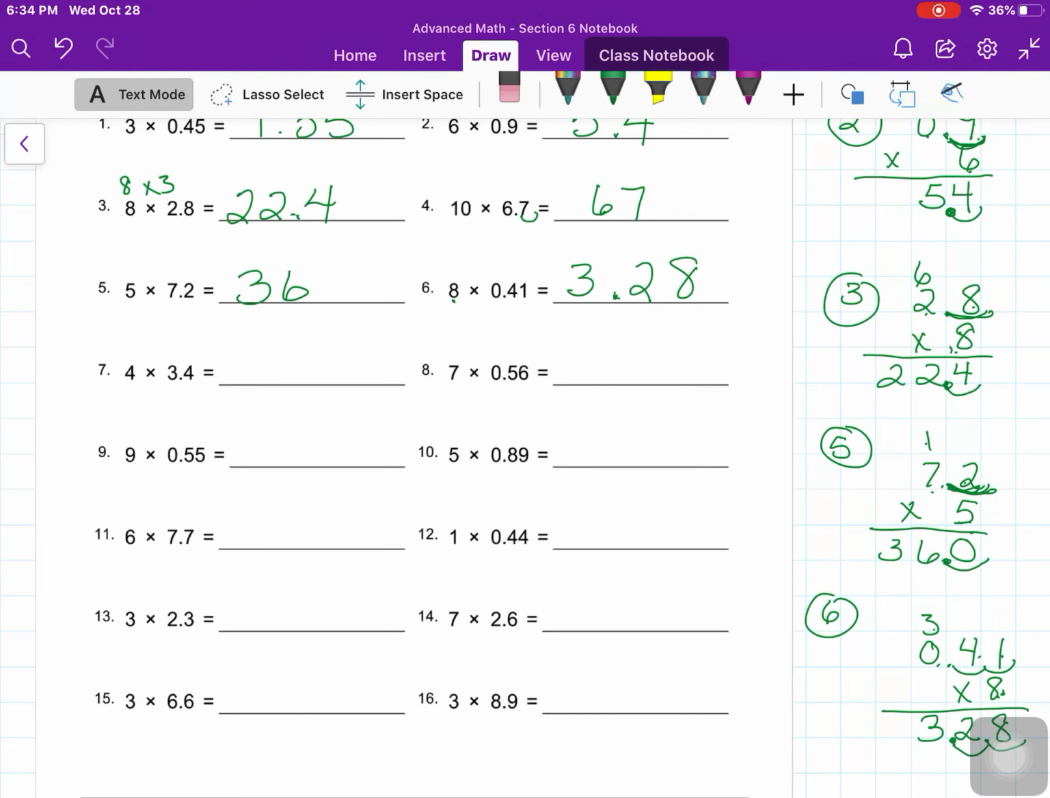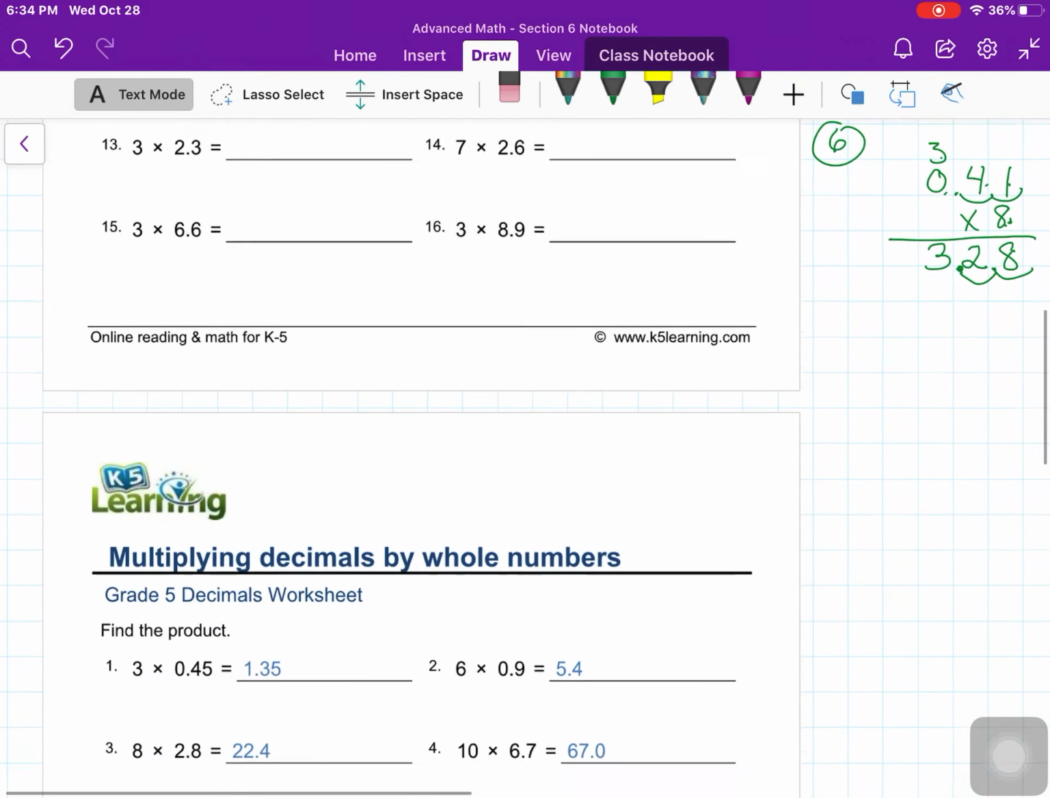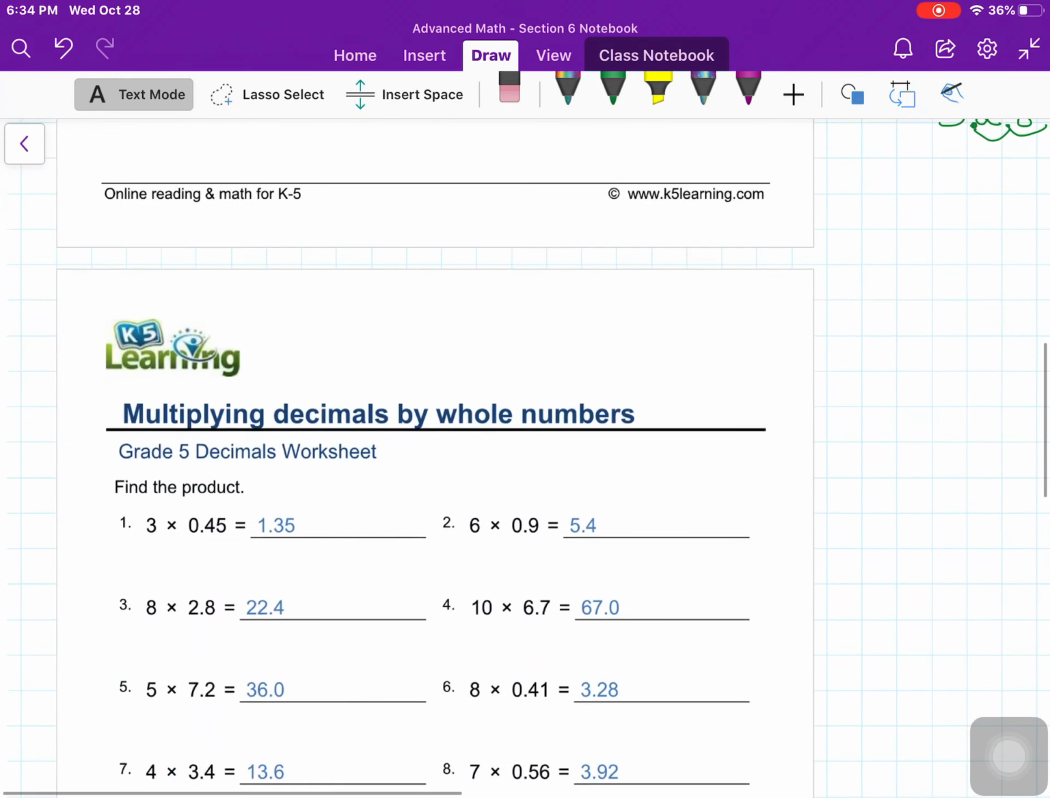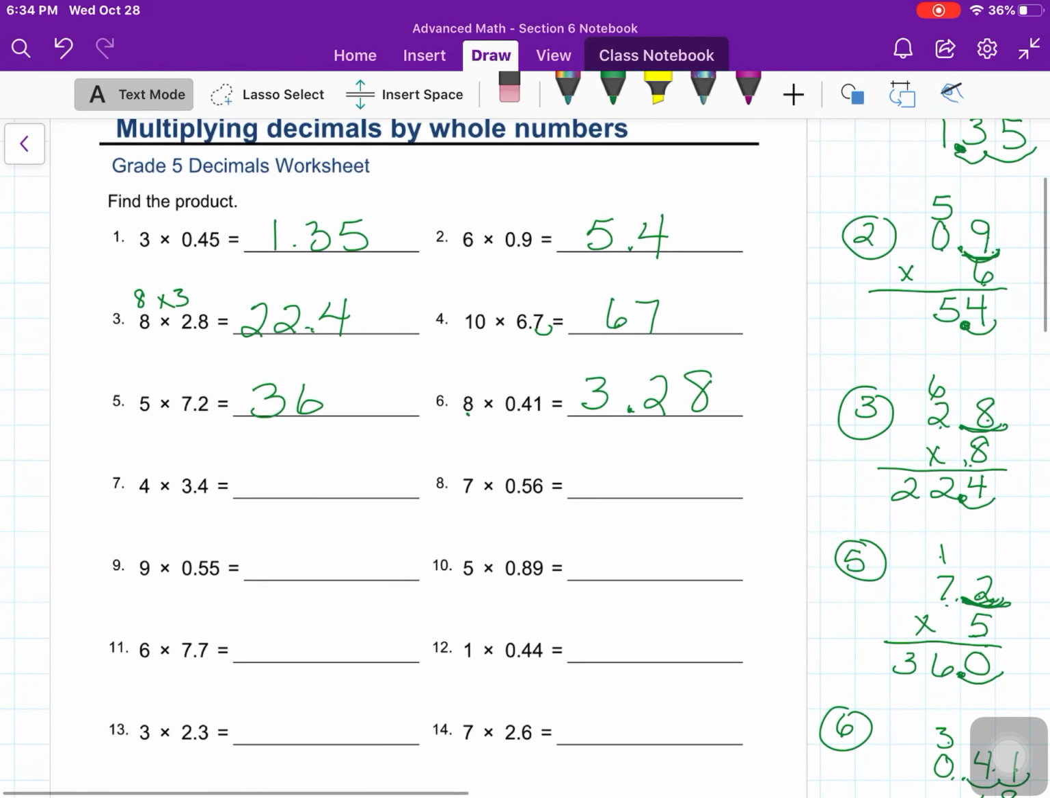Okay, you've got some to try on your own. The answers, again, are down below, so you can double check your work.